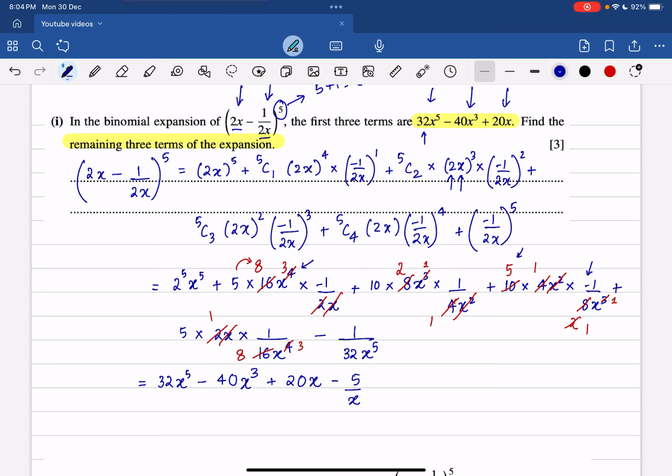So you're left with plus 5 over 8x cubed and minus 1 over 32x raised to 5. These are the 3 terms that they had asked us for in this one. Yes, the 3 terms. So that's the 3 marks that you get over here. If you understand the expansion, well and good.